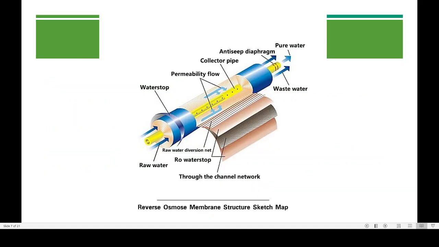So here you can see how the technique is working. This is the reverse osmosis membrane structure. They will have a water pipe like this, a main water pipe, and they will have a membrane called a reverse osmosis membrane. Water will be going under very high pressure. Some of the water will be coming out of these holes and going through this membrane, and the water coming out of the membrane will be collected. So that is the main idea regarding reverse osmosis purification.